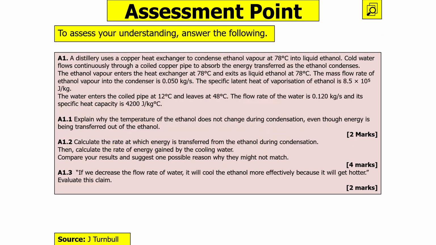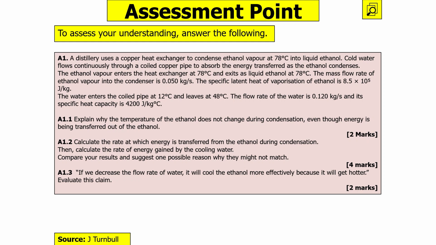A distillery uses a copper heat exchanger to condense ethanol vapor at 78 degrees Celsius into liquid ethanol. Cold water flows continuously through a coiled copper pipe to absorb the energy transferred as the ethanol condenses. The ethanol vapor enters the heat exchanger at 78 degrees Celsius and exits as liquid ethanol at 78 degrees Celsius. The mass flow rate of the ethanol vapor into the condenser is 0.050 kilograms per second. The specific latent heat of vaporization of ethanol is 8.5 × 10^5 joules per kilogram. The water enters the coil pipe at 12 degrees Celsius and leaves at 48 degrees Celsius. The flow rate of the water is 0.120 kilograms per second, and the specific heat capacity is 4,200 joules per kilogram degree Celsius.